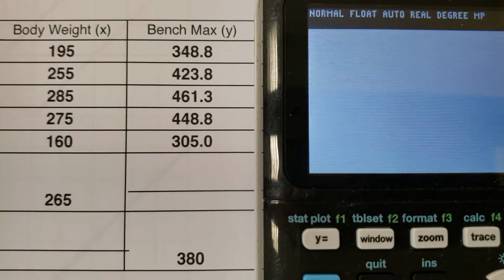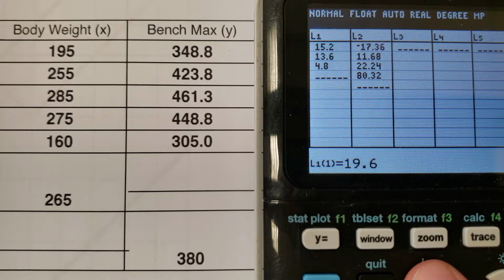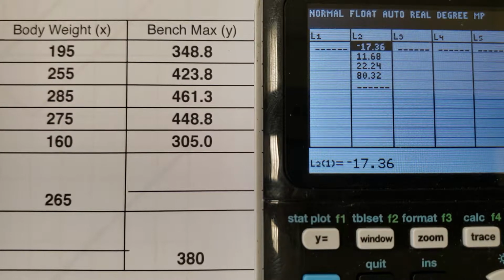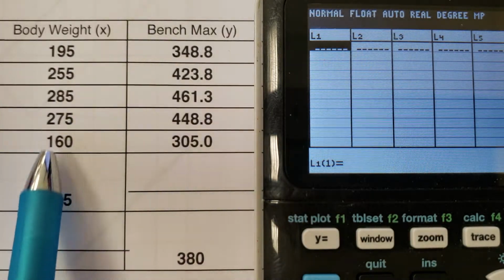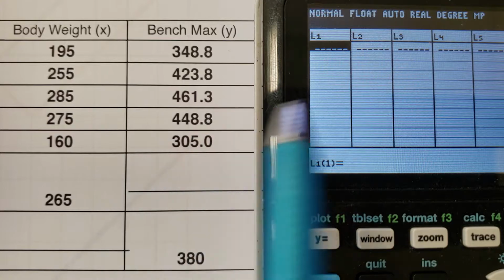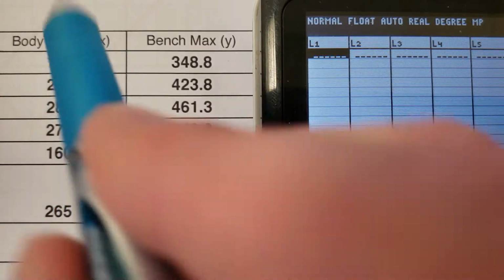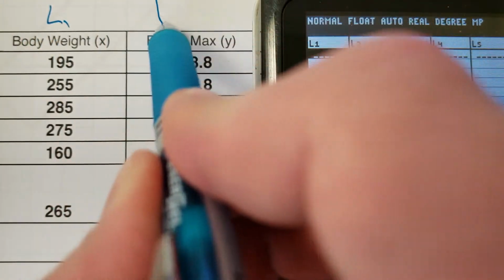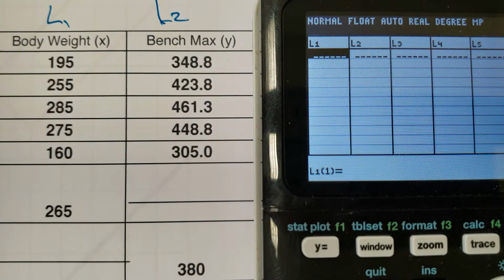Here we go. Stat, edit. All right, so I got my list from the last problem in there, so I got to delete all these. Go away, go away, go away. Okay, so you want to put your x values into list 1 and then your y values into list 2. So I think I already highlighted that, but here's list 1, list 2. Okay, so nice and easy. Let's type them in here.